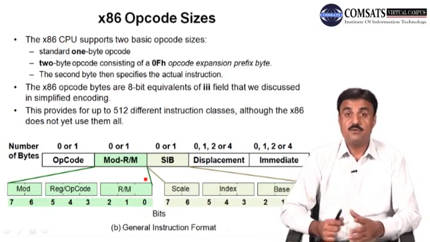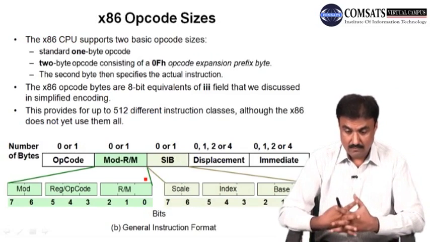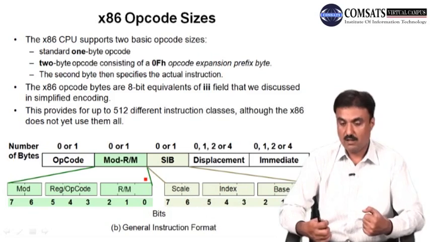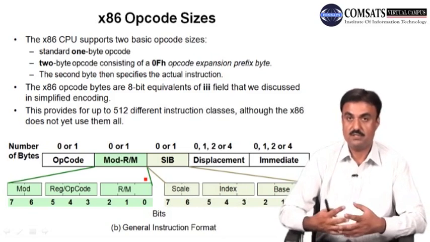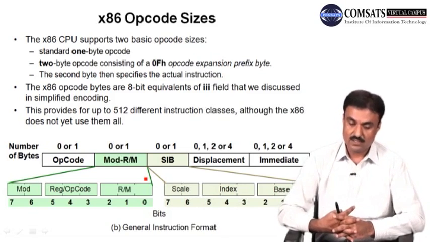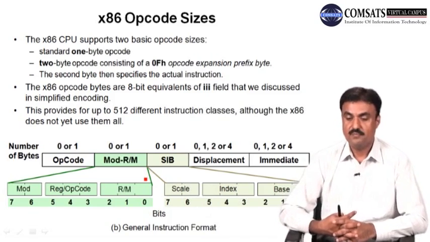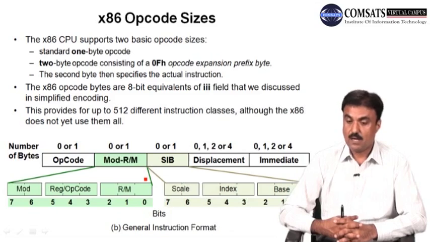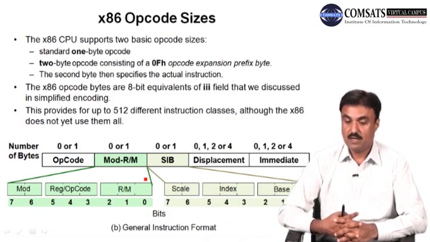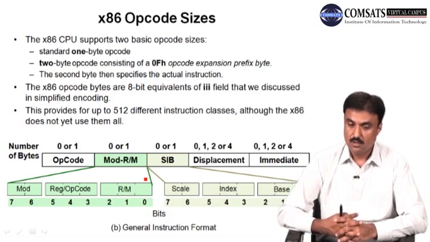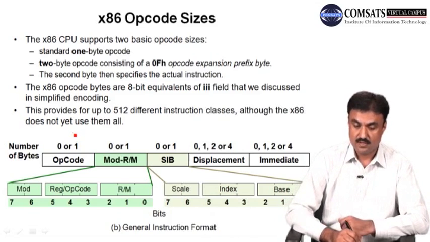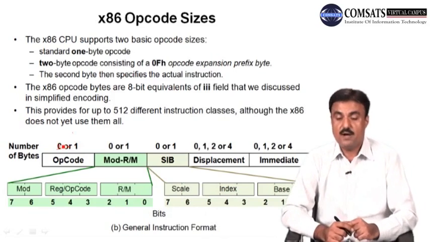Now this was a very brief introduction about all the bytes, all the portions of the instruction that we are using. Now, as I told you, we will only discuss the general instruction format. Here you can see there are two basic opcode sizes inside the x86. The standard opcode is a 1 byte opcode. It can be 2 bytes.